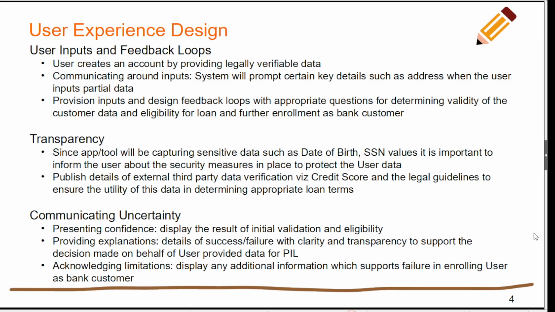Finally, we will talk about communicating uncertainty. We will display the result of initial validation and eligibility of the user's application. We will also provide explanation about the success as well as failure and maintain transparency so that it is fair for the user about the decision made. We'll also provide any additional information that will support the failure in enrolling the user as a bank customer so that it remains transparent.